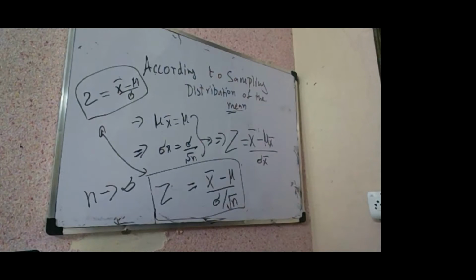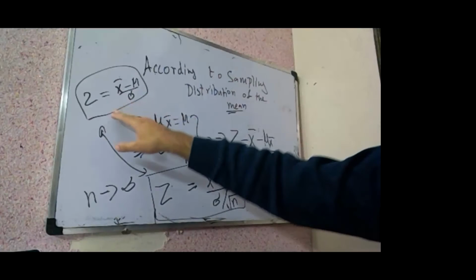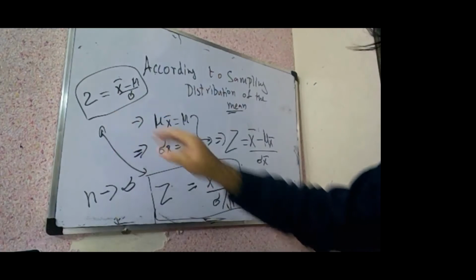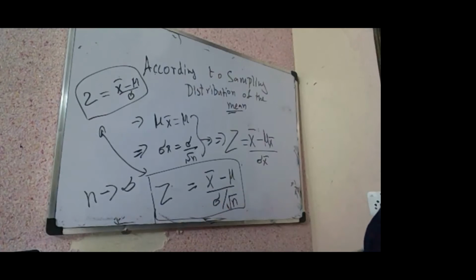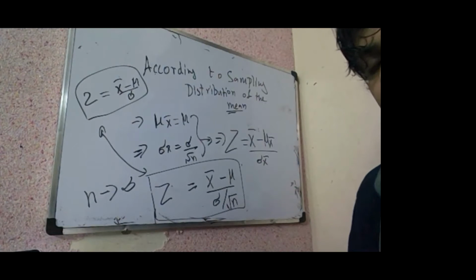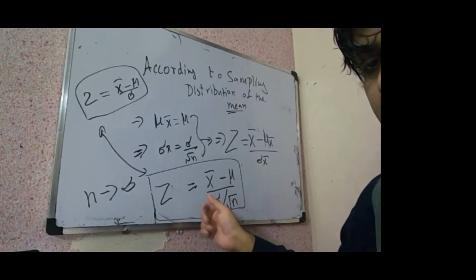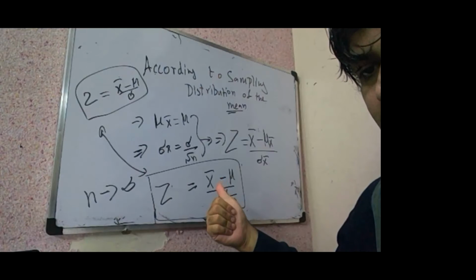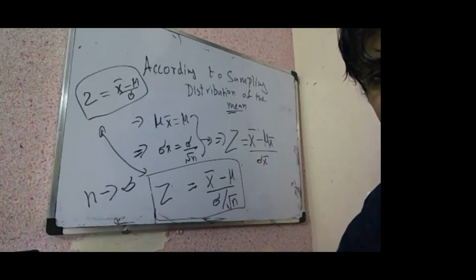So that's for the overall population. This is the z-score. This is the z-score for the sample we have selected from the population. Is it understood? Is it clear? Let me know if you have any questions so far.